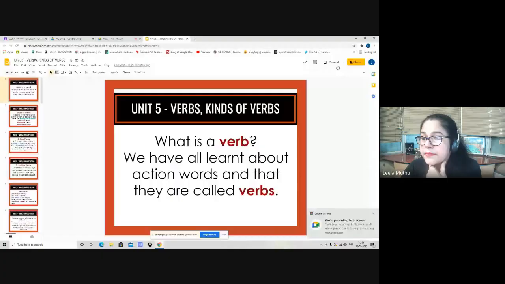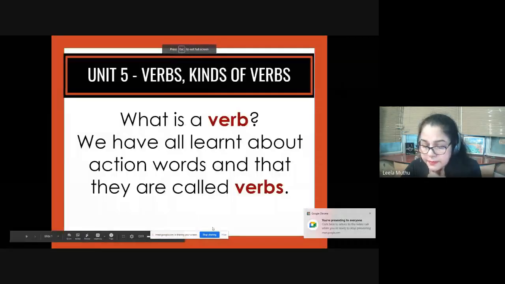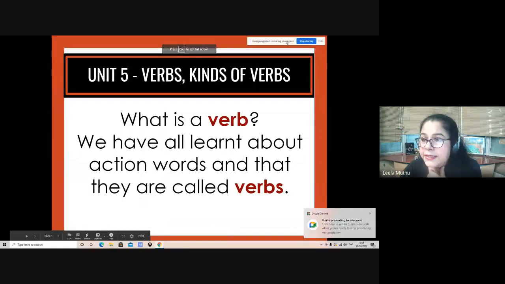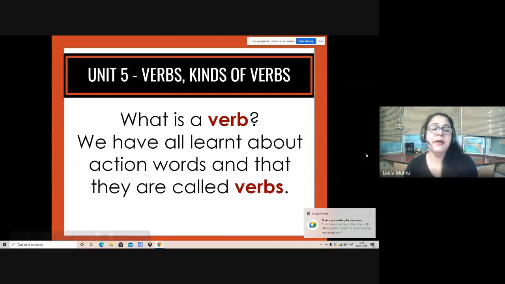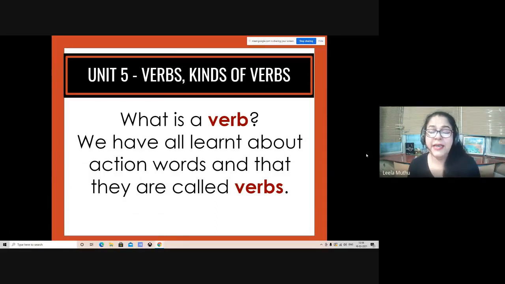Okay, so I'm just going to start off with the presentation. All right, so here are my slides. Okay, so we're going to just start off with the word verb in English grammar. A verb is basically an action word which we use in a sentence.